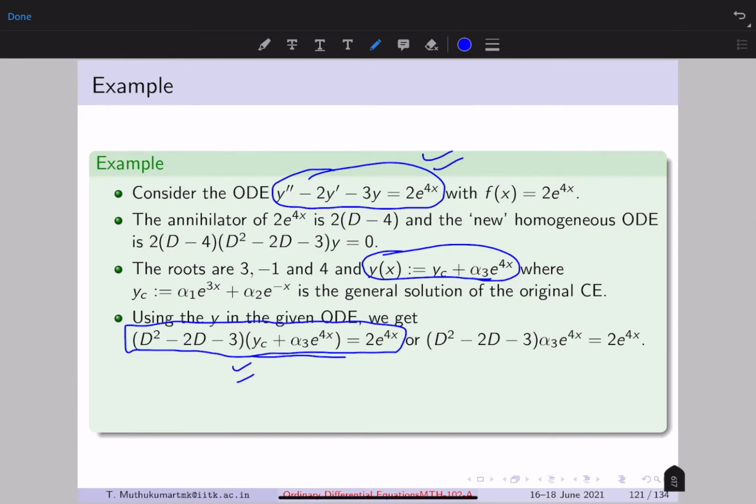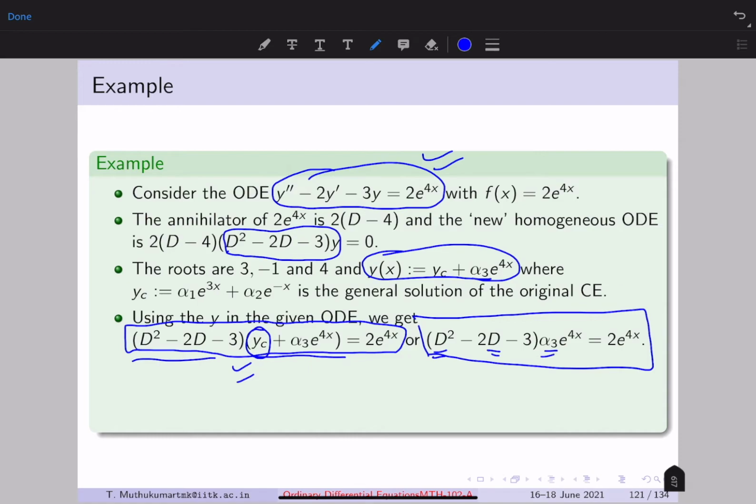Okay, but you already know that D squared minus 2D acting on yc is 0, because yc is actually the solution of this second order homogeneous equation. So what you are left with is just this acting on the second term. So you use this derivative: the second derivative and this first derivative acting on this.